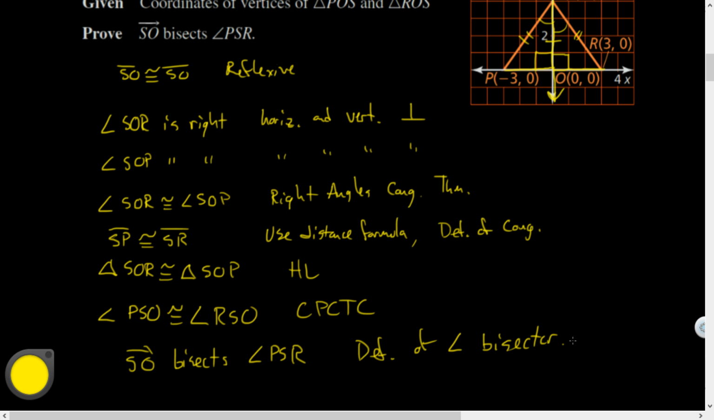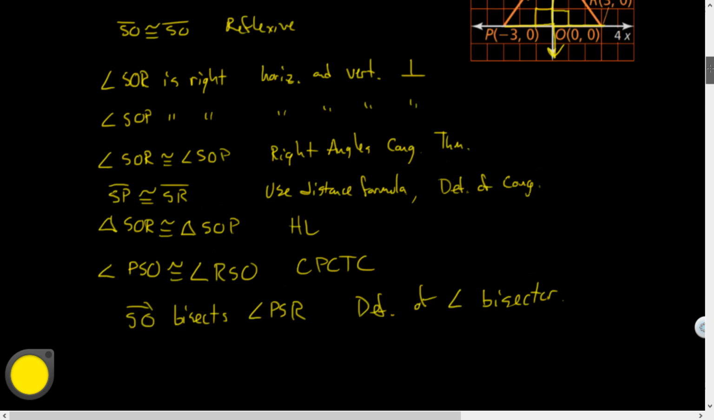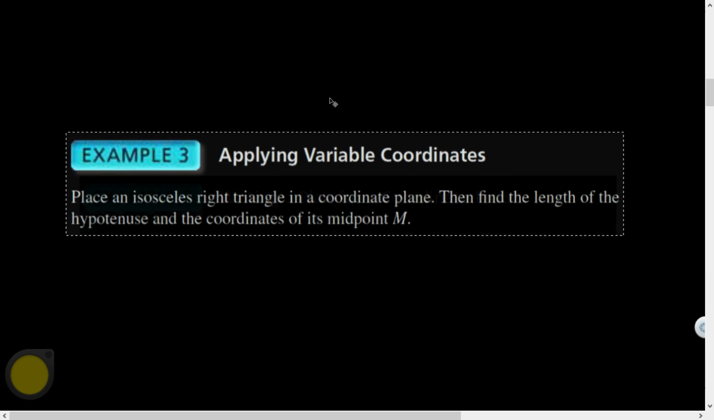All right. Everything good, Isaiah? Yeah. This is a long example. But I could use all my old theorems and properties and postulates and just use them on the coordinate plane, and it would work out. Let's take a look at example 3.